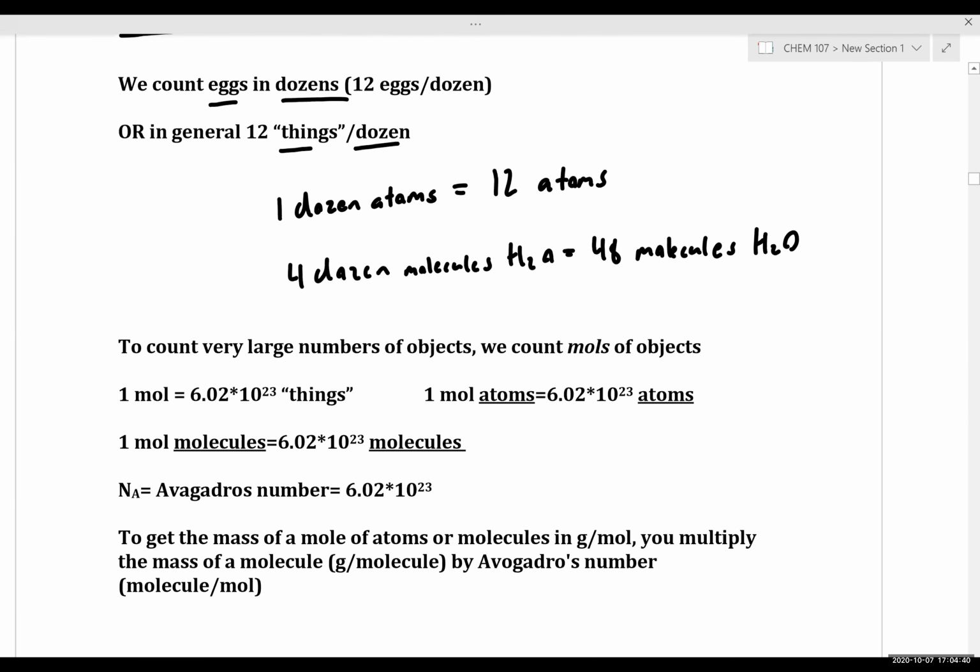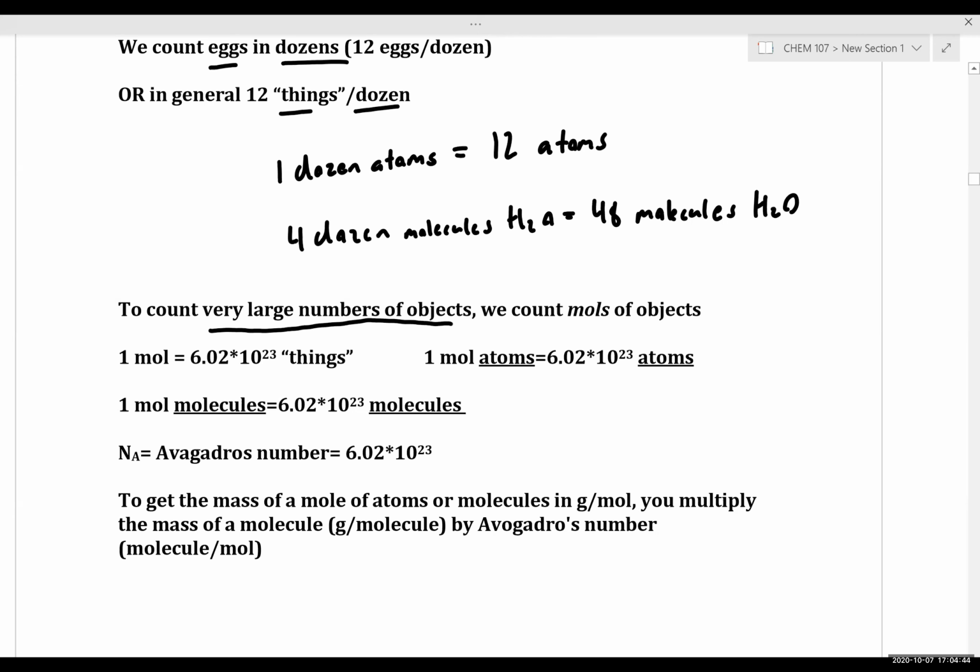Okay, now if we're counting very large numbers of objects, we count the moles of objects. Now, just like a dozen represents 12 things, a mole represents 6.02 times 10 to the 23rd things. So for example, a mole of atoms would represent 6.02 times 10 to the 23rd atoms. A mole of molecules would represent 6.02 times 10 to the 23rd molecules. So this number, 6.02 times 10 to the 23rd, is known as Avogadro's number, which is a common constant utilized in chemistry.